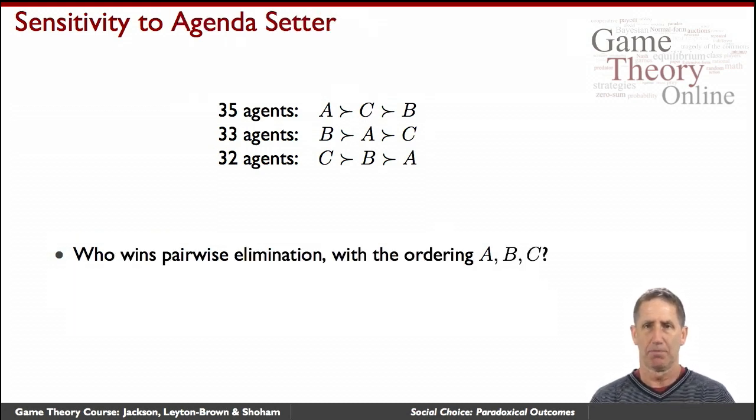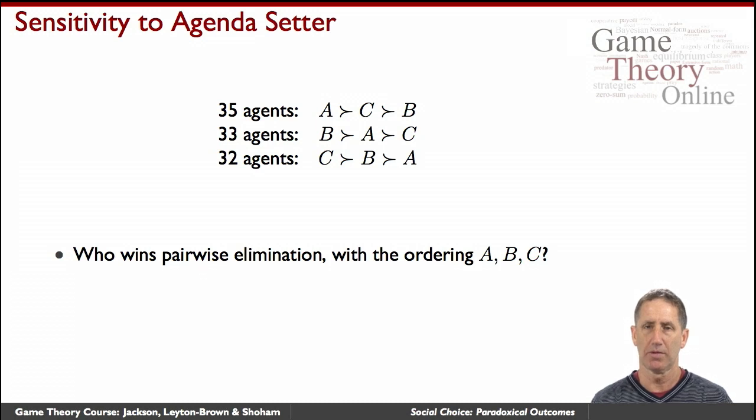Here is another peculiarity of voting schemes. Imagine that we're doing pairwise elimination. That is, we're going to take one candidate, compare him to another, take the winner, compare it to a third, and so on and so forth. The order in which we compare the candidates, we call the agenda. So somebody needs to set the agenda. We call that person the agenda setter. So imagine pairwise elimination with the order of comparison A, B, C. In other words, A will be compared to B, and then the winner will be compared to C.